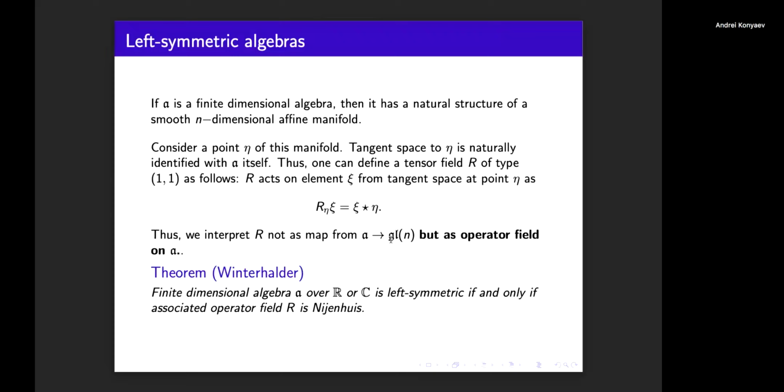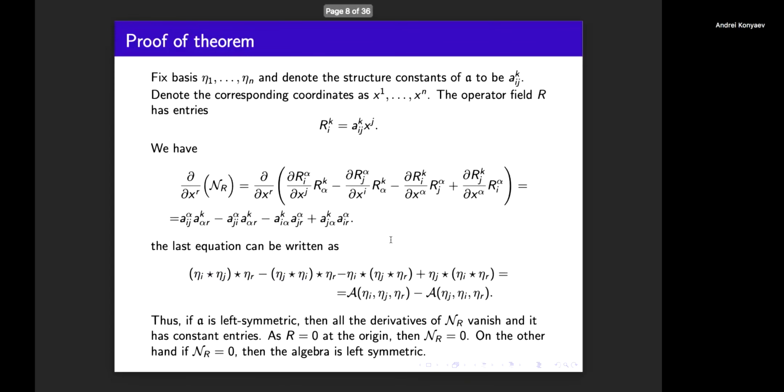See, it's a very interesting object, because from one hand, you have a purely algebraic structure, like a Lie algebra structure, and from the other hand, you have a purely geometric structure: an operator field. So let's prove this Winterhalter theorem. It's not very complicated. We fix bases in the algebra and the associated affine coordinates.